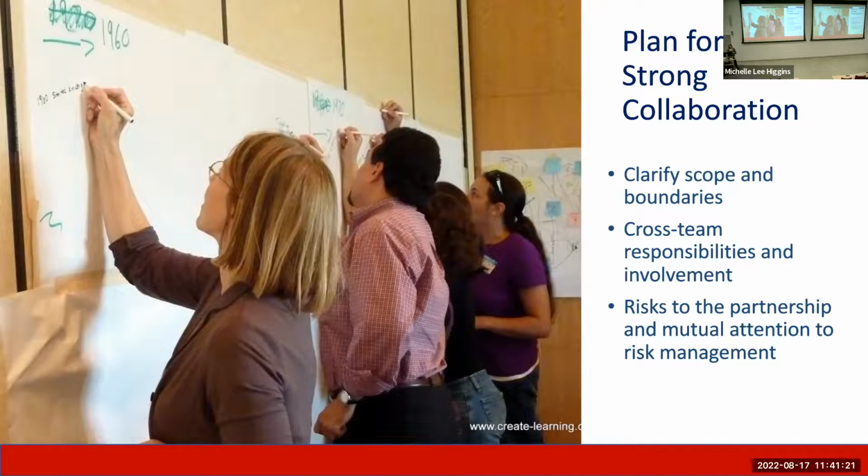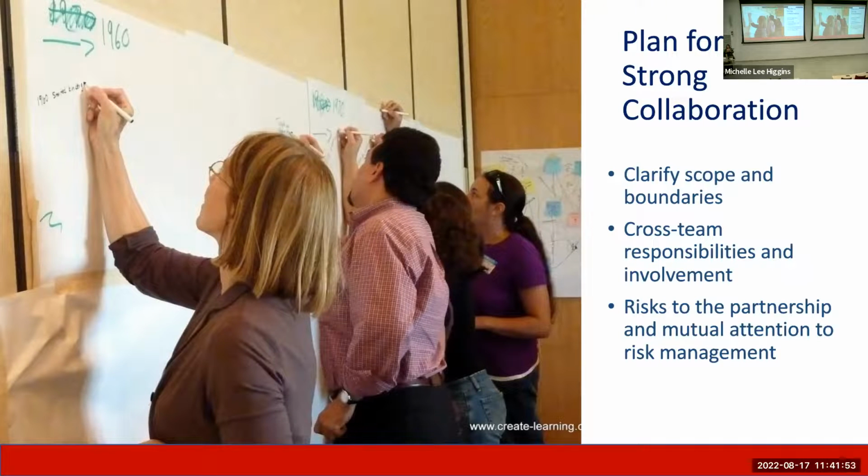Planning for a strong collaboration. So it's different than just planning your project. Even though some of the steps look and feel the same, they have a different sort of nuance to them. So we're going to talk about scope and boundaries of your project. We're going to revisit the stakeholder and influencer table and think about how are they involved in the project? And then also risks to our partnership.